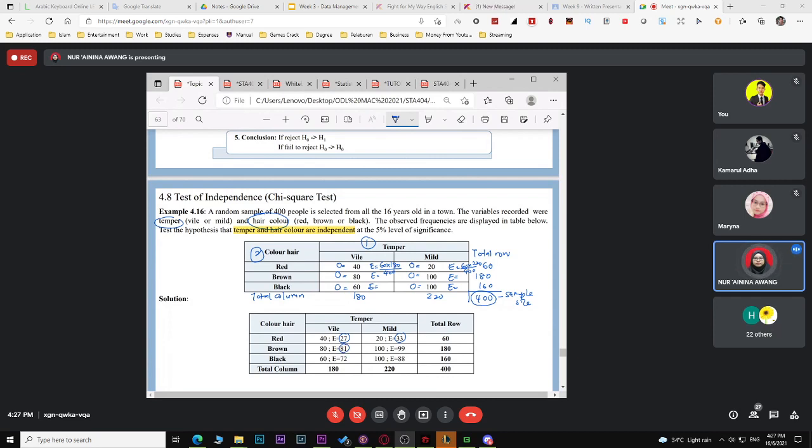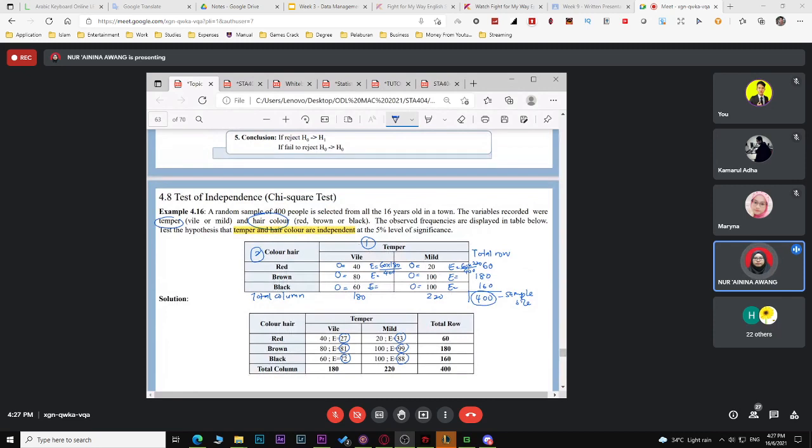Then for this one, same, 180 times 220 divided by 400. So you will get this value, and the same goes for the last row. So now you already have your observed and expected frequency. First, you need to check whether the value is correct or not.